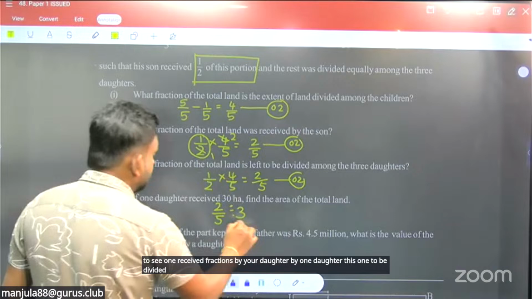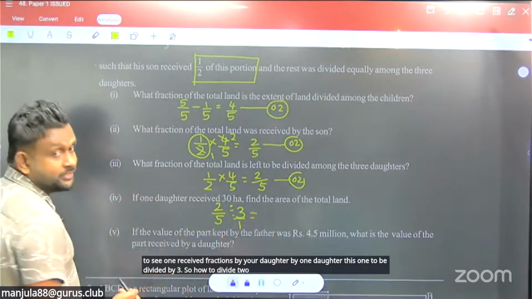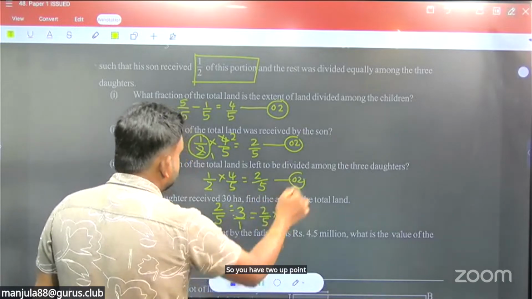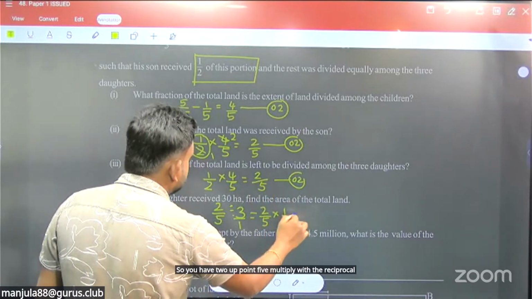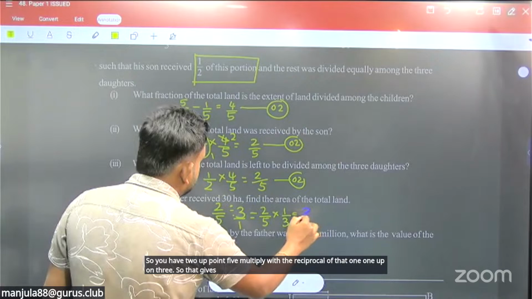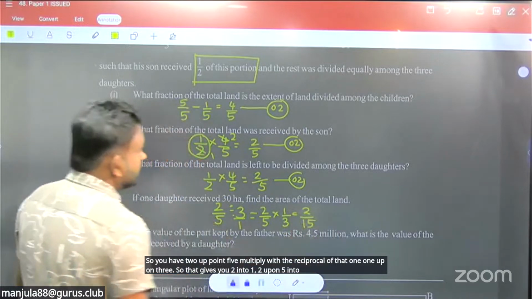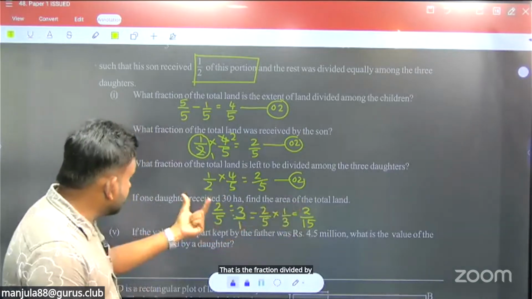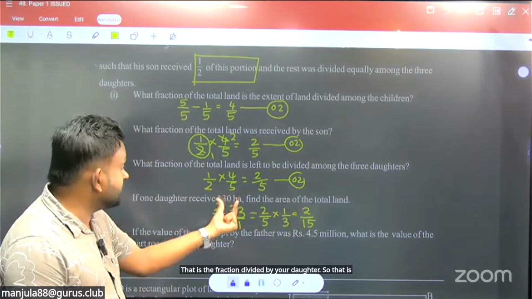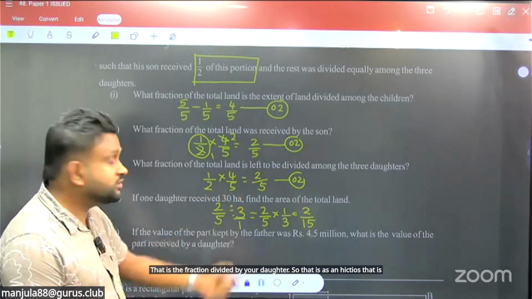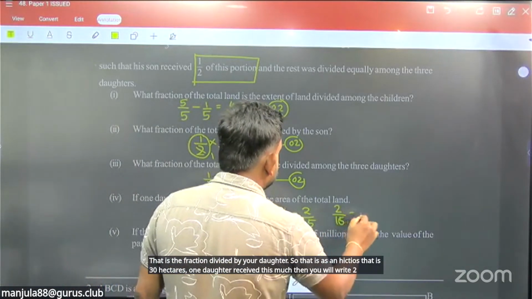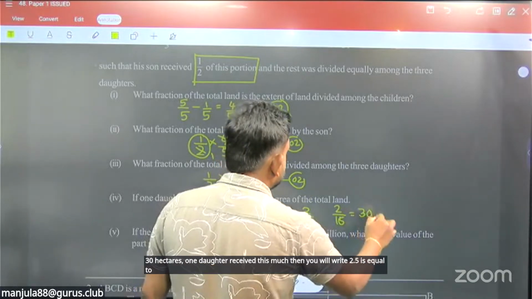So how do you divide two fractions? Here the denominator is like 1. So you have 2 upon 5 multiplied by the reciprocal of that, 1 upon 3. That gives you 2 into 1, 2 upon 5 into 3, 15. That is the fraction received by a daughter, and in hectares that is 30 hectares. One daughter received this much. Then you will write 2 upon 15 is equal to 30 hectares.